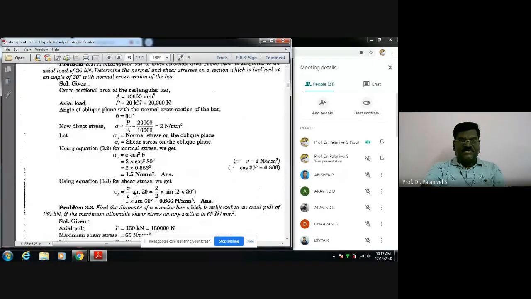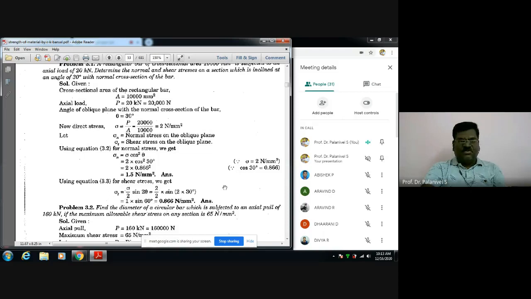Again, using the transformation equation, the tangential stress sigma t is equal to sigma by 2 into sin 2 theta. Sigma is already computed, substitute. This way we compute the tangential stress, the shear stress. Sigma t, the tangential or shear stress, is found to be 0.866 Newton per square mm.